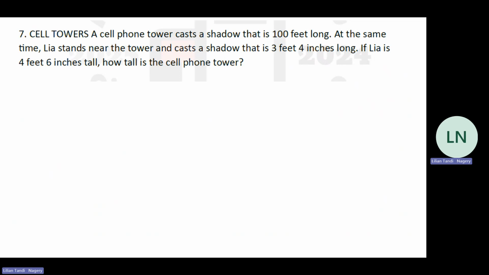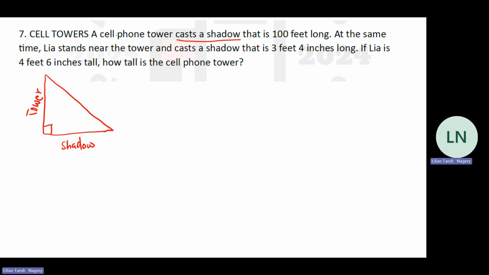All right. Cell towers. We are talking about cell phone towers. What is a cell phone tower? A cell phone tower is a vertical line. So we have a cell phone tower and it casts a shadow. A shadow will always be a horizontal line. Okay? So here is the shadow. Here is the tower. They meet at a 90-degree angle. You should know that. Draw your right angle triangle.